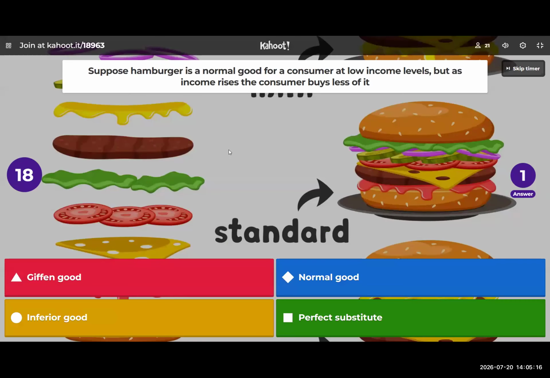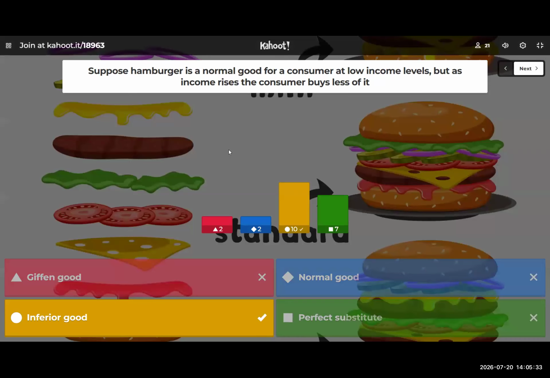So hamburger is what kind of good here? Before, it's a normal good, but when the income rises, the consumer buys less of it. Yeah, inferior good, right?